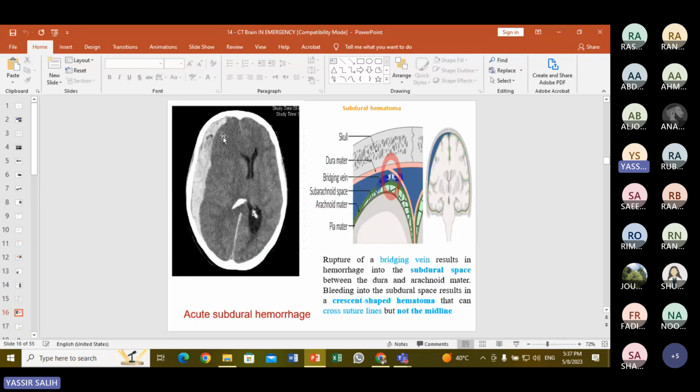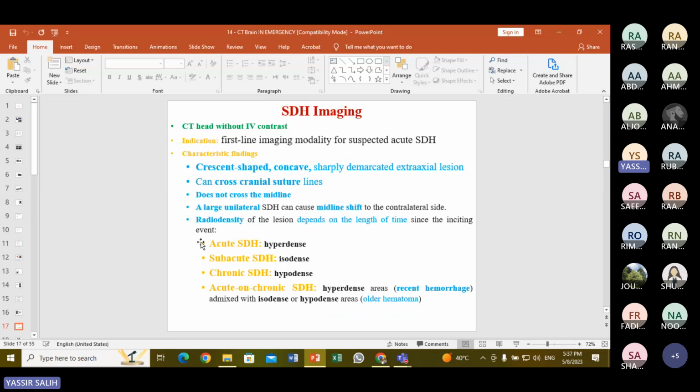So this is an acute subdural hemorrhage. Why acute? Because the blood is hyperdense. Why subdural? Because the inner margin is concave. To conclude, for any type of blood, a CT head without contrast should be done, as we know in epidural, also in subdural, and in the other types of hemorrhage. CT head without contrast is the first-line imaging modality for suspected acute subdural hemorrhage.